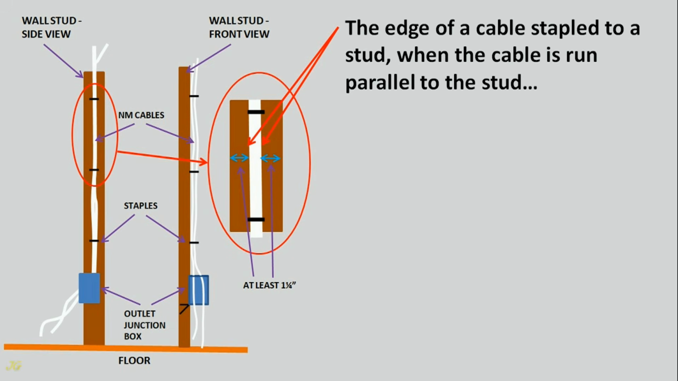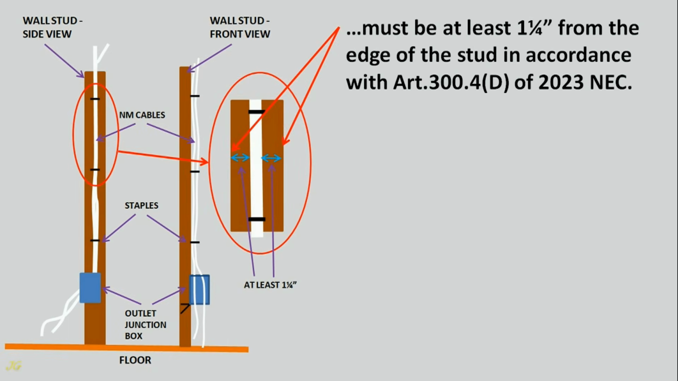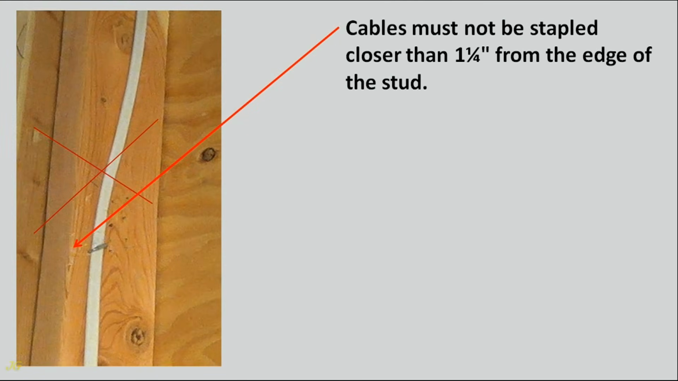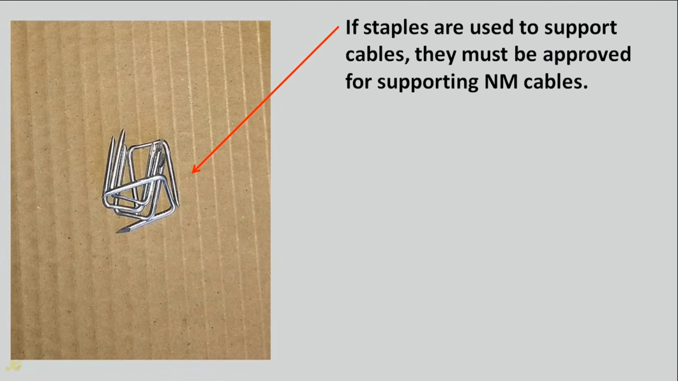The edge of a cable stapled to a stud, when the cable is run parallel to the stud, must be at least 1¼ inch from the edge of the stud in accordance with Article 300.4 D of the 2023 NEC. Cables must not be stapled closer than 1¼ inch from the edge of the stud. If staples are used to support cables, they must be approved for supporting NM cables.